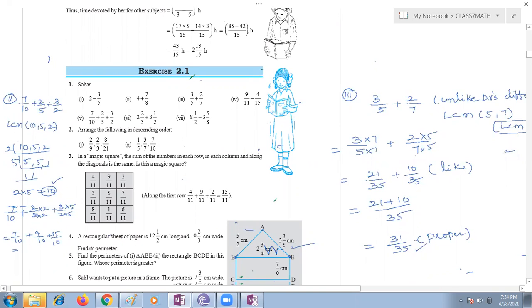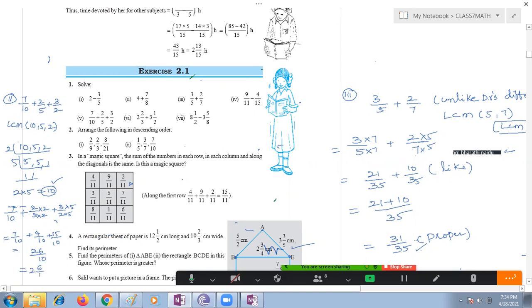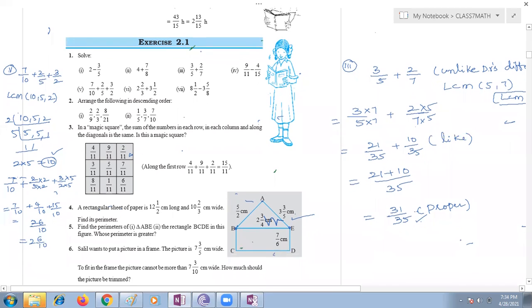No, 11 plus 15, how much? 26 by 10. It's nothing but 26 by 10. Here, many students are having doubt. You see, in a proper fraction there is once again a simplification. Children, you see here, 26 by 10 will go in which table? 2 table. So 2 3 by 5. And I kept the answer for the seventh bit again.